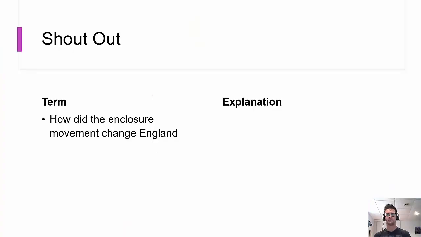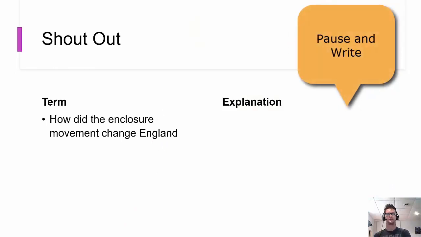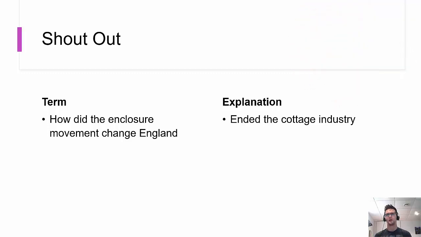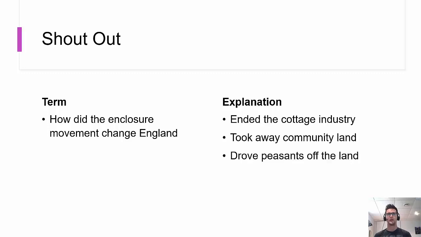So your first shout out: pause the video and think for a moment. How did the enclosure movement change England? If you said it ended the cottage industry, took away community land, and the most challenging thing was it drove peasants off the land. They couldn't work there anymore, so they had to find somewhere else to live.